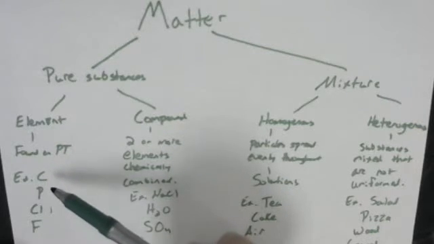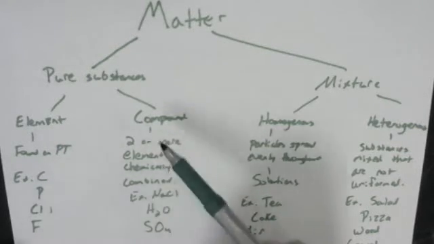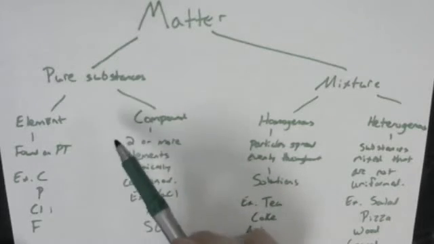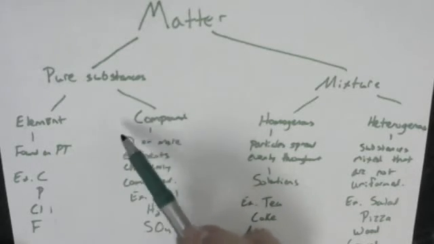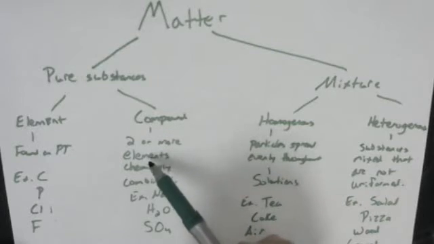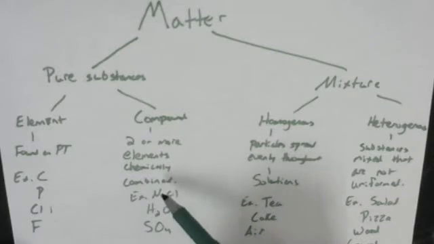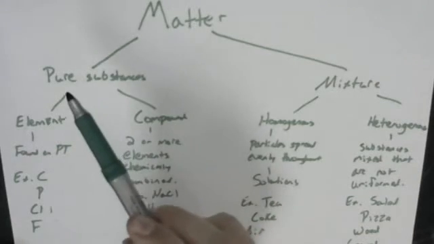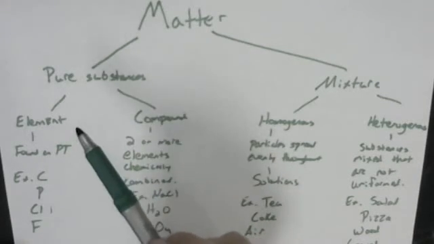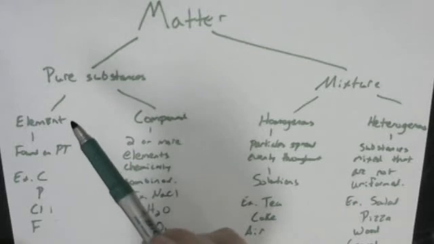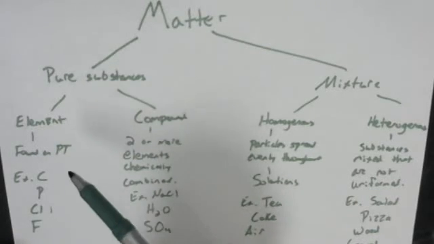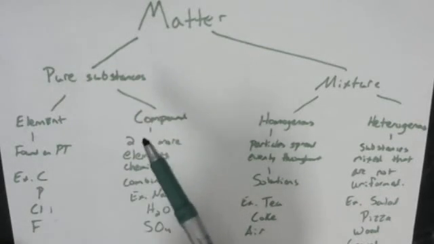These are just some examples: carbon, phosphorus, chlorine, fluorine. When we bond these things together, we call them compounds, which is two or more elements chemically combined. Salt would be a compound, NaCl, H2O, which is water, and then SO4, which is our sulfate. And that is the difference between an element and a compound. A pure substance has the element and the compound. Elements are found on the periodic table, singular; compounds are two or more.